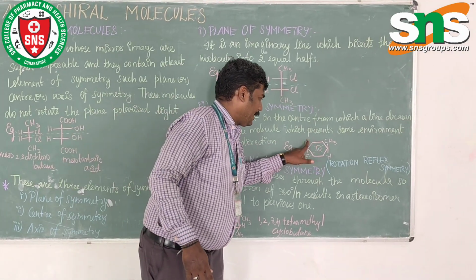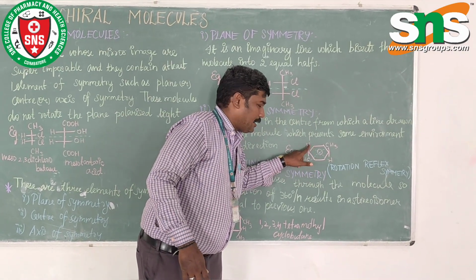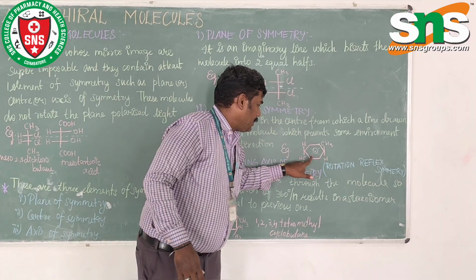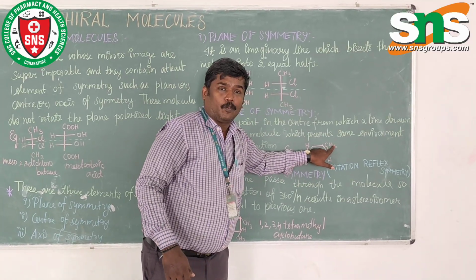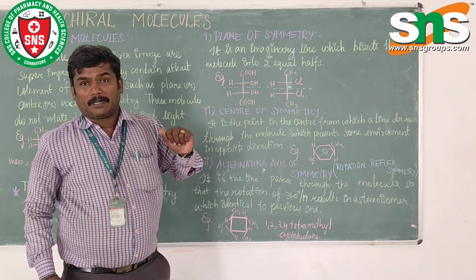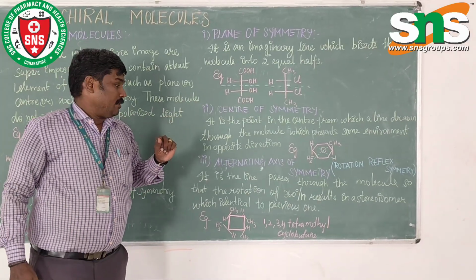Here, one point will have the same environment, which you will identify. Hydrogen is present, hydrogen is present. Similarly, methyl and methyl groups are present. So the same environment is present. It is known as center of symmetry.